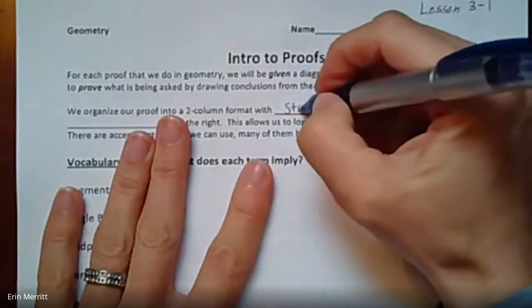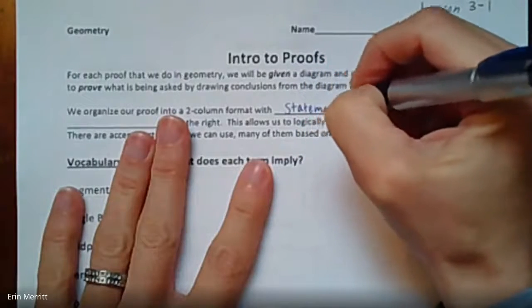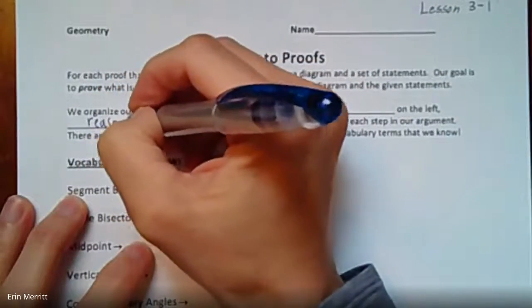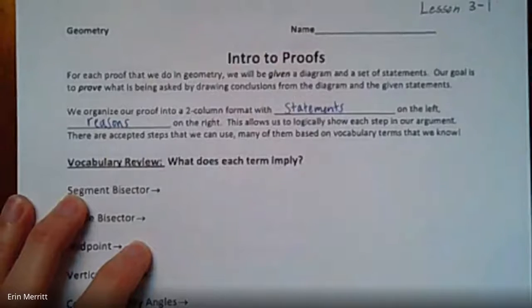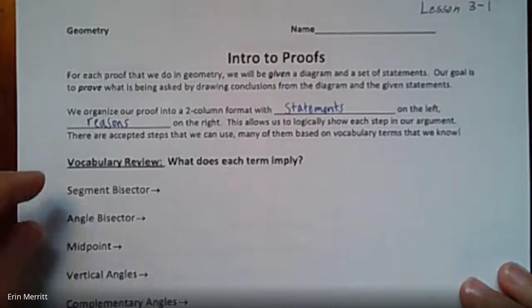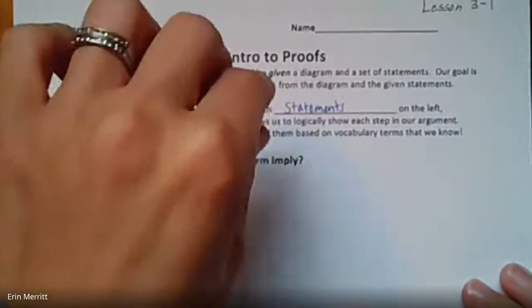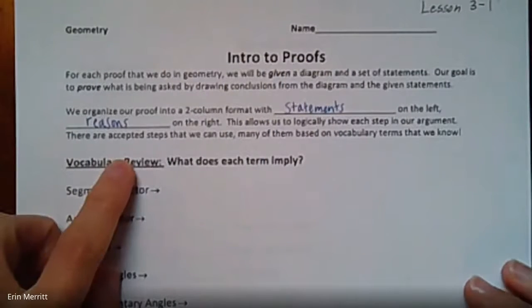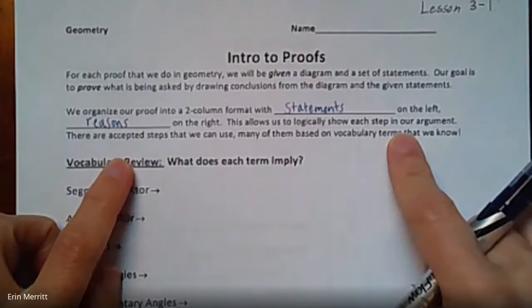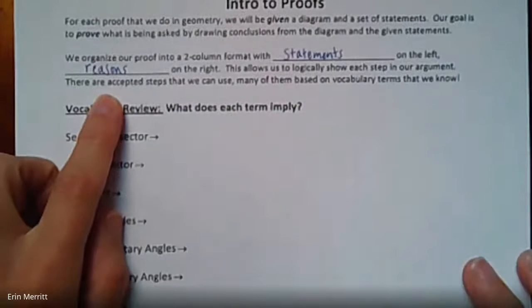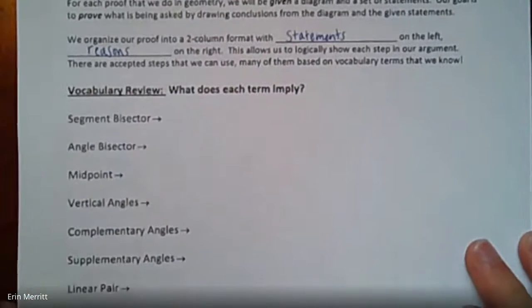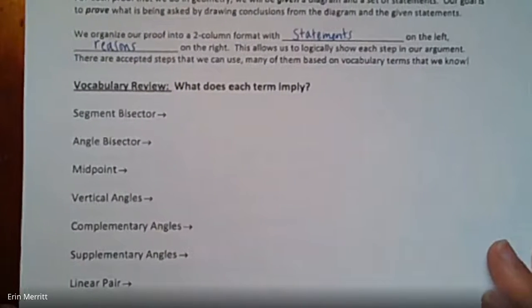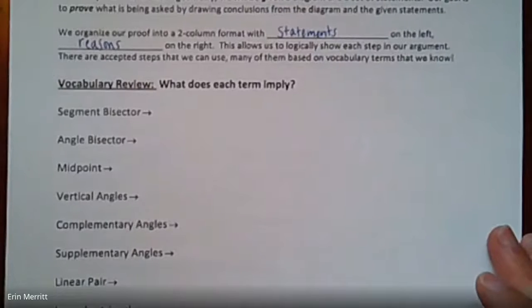So statements on the left and reasons on the right. You'll basically read through it as, I can say this because, and then whatever follows on the right-hand side, right? It allows us to logically show our steps, and these are the accepted steps that you can use. You can't necessarily just use anything. That's why we start with these, like, here's the rules. It's almost like playing a game. You have to know what the rules are, all right?